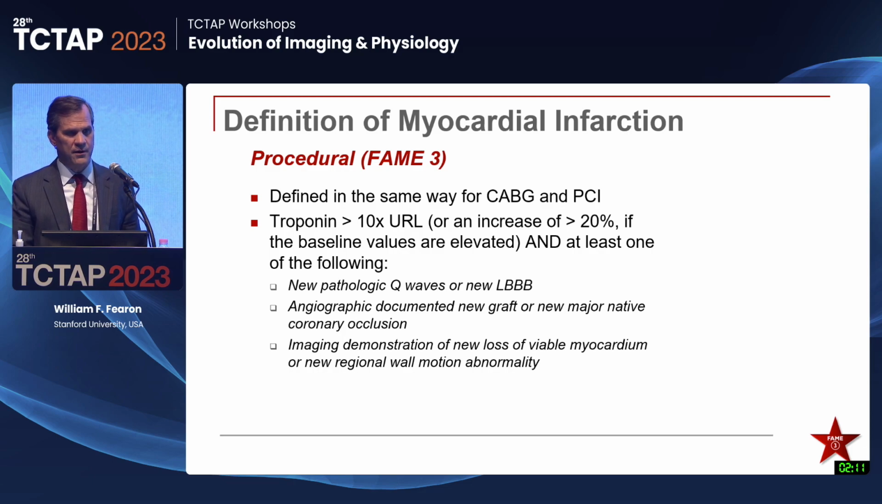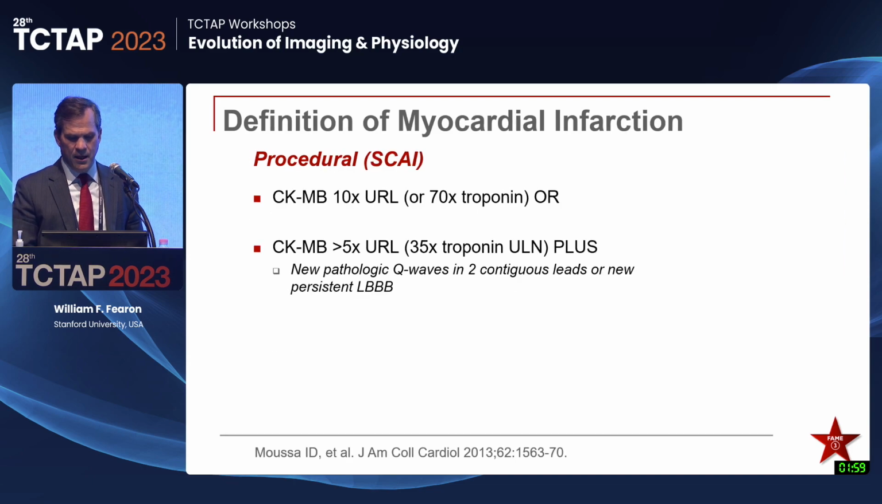You had to not only have biomarker elevation, but you had to have at least one of the following: either new Q waves, angiographic evidence of vessel loss or occlusion, or imaging evidence of loss of viable myocardium. And so there is another definition that's a more lenient one from Sky that's also been shown to be prognostically important after PCI.